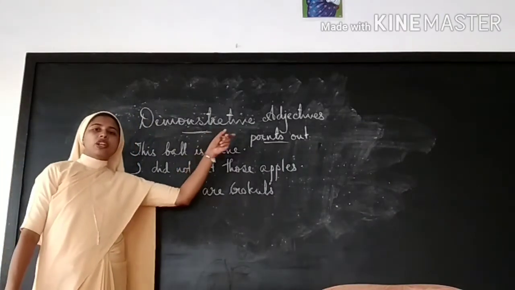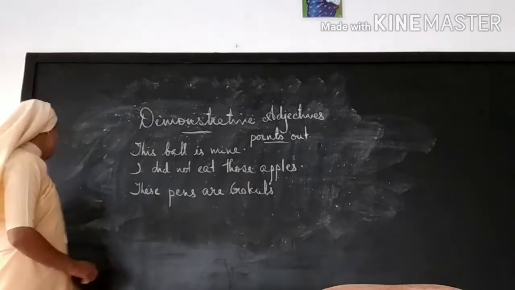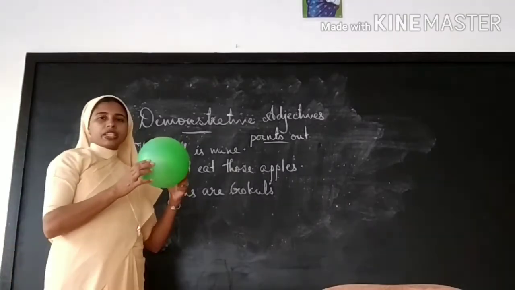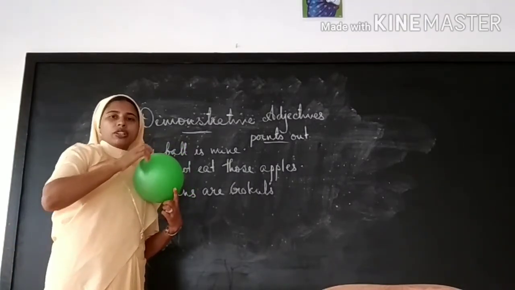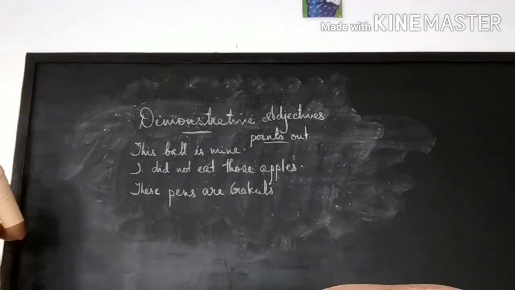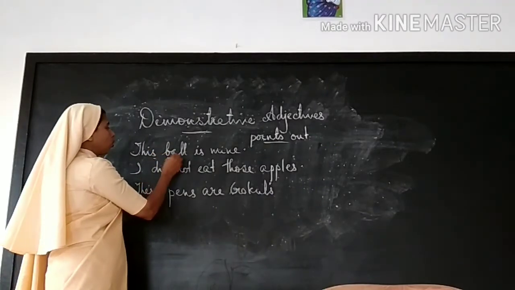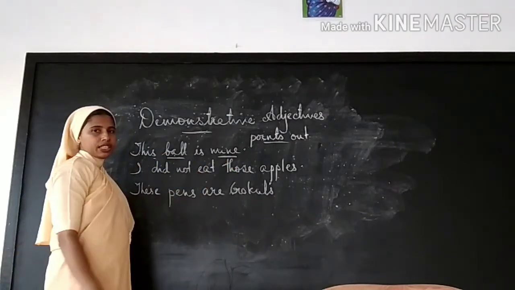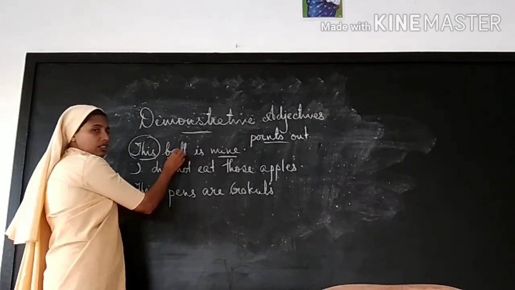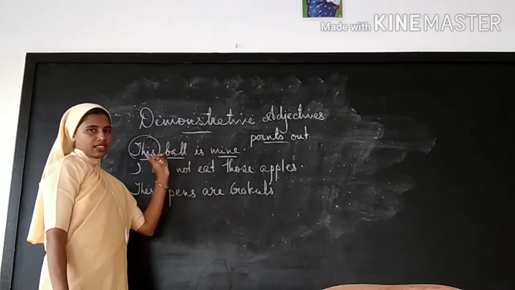Remember this, it points out things. For example, this ball is mine. This ball. It points out this ball. So, which are the nouns used here? Ball and mine. And it tells more about the ball. So this is called a demonstrative adjective.